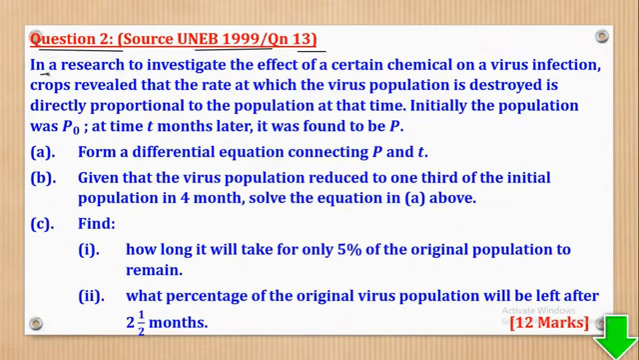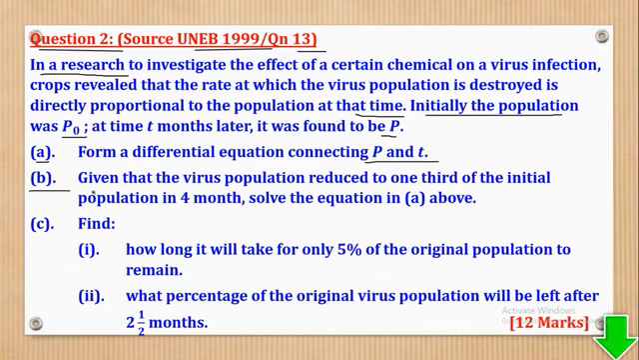So now we shall go to question 2, which came from UNEB 1999, paper 1, question 13, and says, in a research to investigate the effect of a certain chemical on a virus infection, crops revealed that the rate at which the virus population is destroyed is directly proportional to the population at that time. Initially, the population was P0. At time t months later, it was found to be P. Part A, form a differential equation connecting P and t.